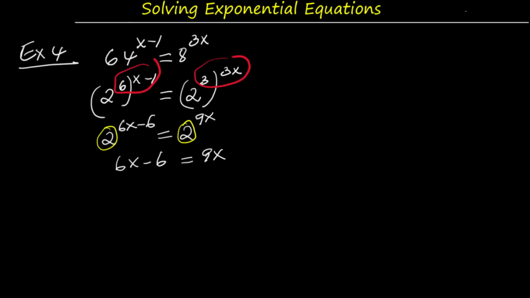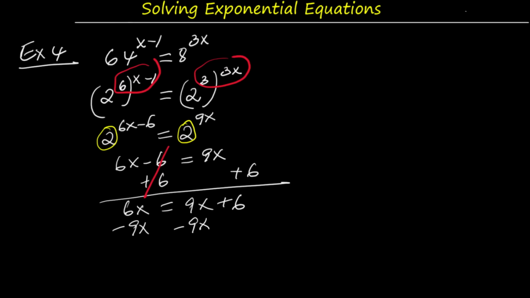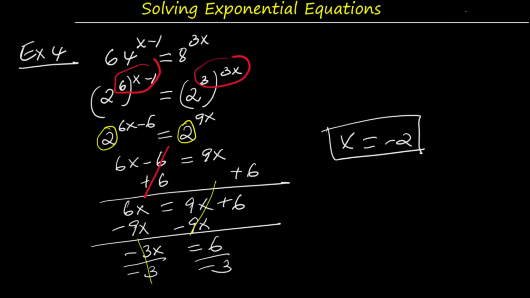Add 6 to both sides. 6x minus 6 plus 6 equals 9x plus 6. This simplifies to 6x equals 9x plus 6. Subtract 9x from both sides. 6x minus 9x equals 6, which gives negative 3x equals 6. Divide both sides by negative 3. X equals negative 2. Final answer, x equals negative 2.